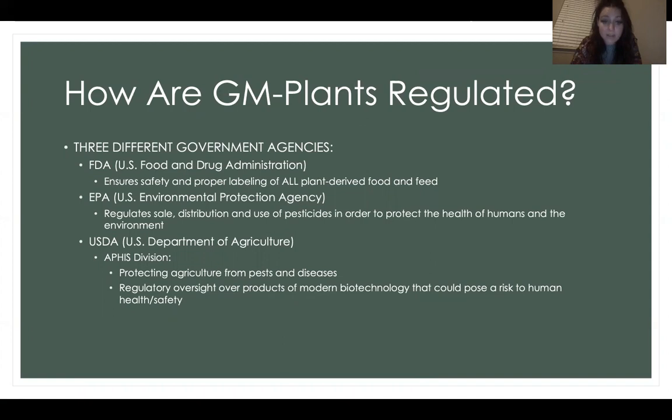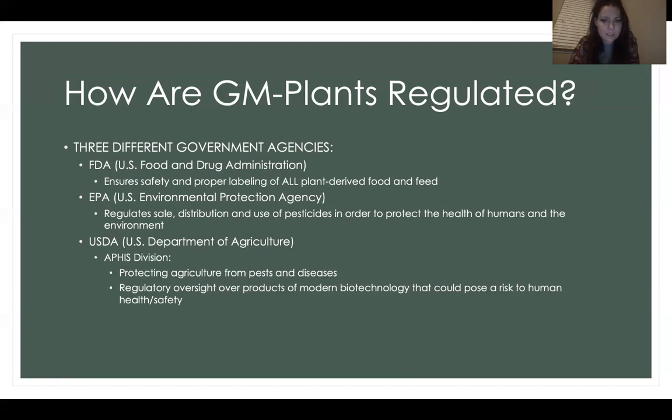and the environment. Now, the USDA, which is the Department of Agriculture, takes care of a lot, but in particular, when it comes to GM produce, it's going to be the APHIS division. Now, their job is to protect agriculture from pests and disease. They also regulate the oversight of products of modern biotech that could pose a risk to human health and safety.